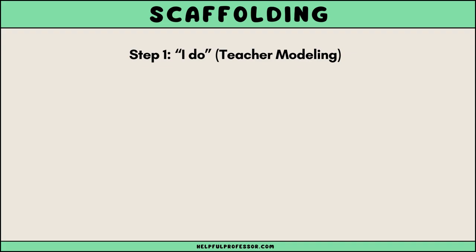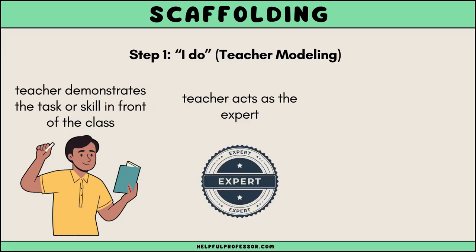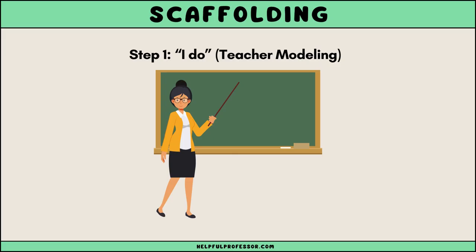In this first step, the teacher demonstrates the task or skill in front of the class, explaining each part of the process clearly. The teacher acts as the expert, showing students exactly how to approach the task. This might include thinking aloud to expose students to the reasoning behind each step. For instance, in a math lesson, the teacher might solve a problem on the board while explaining each calculation.